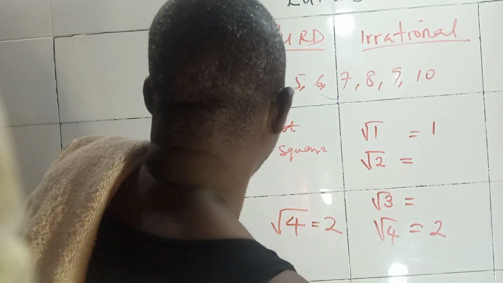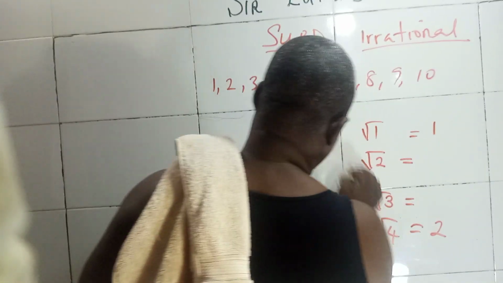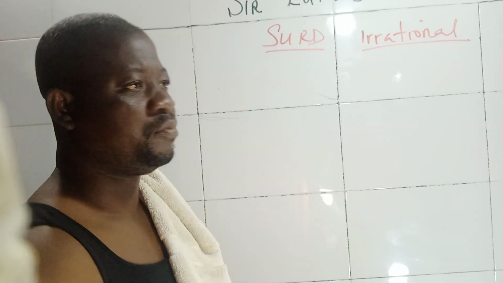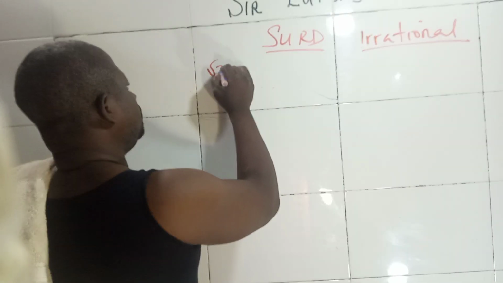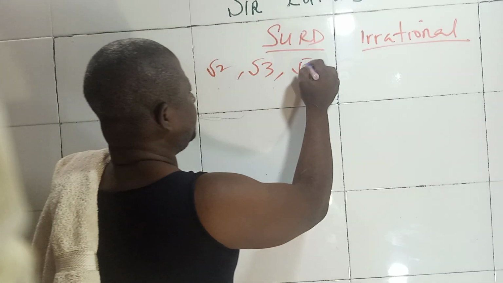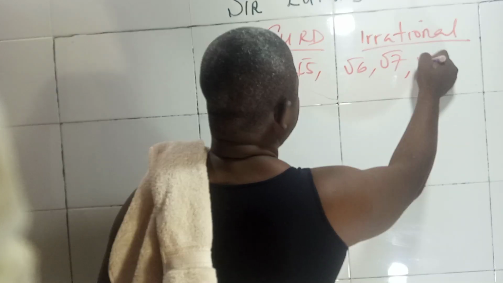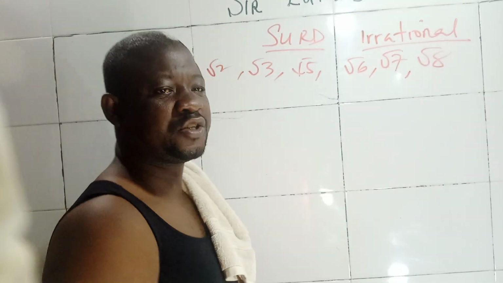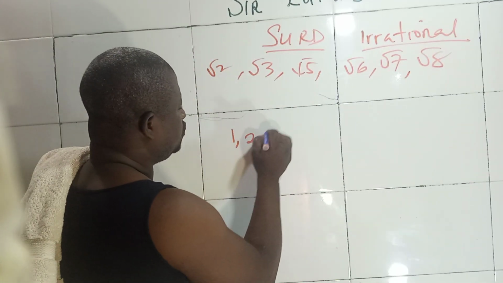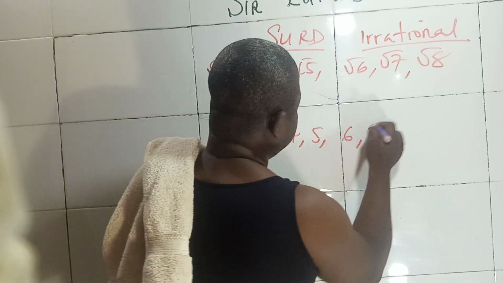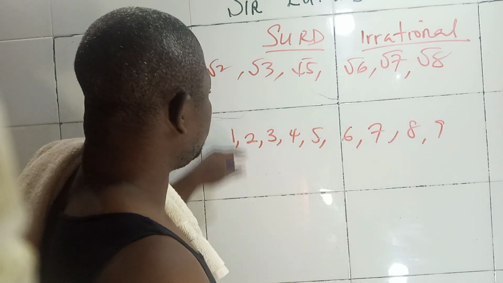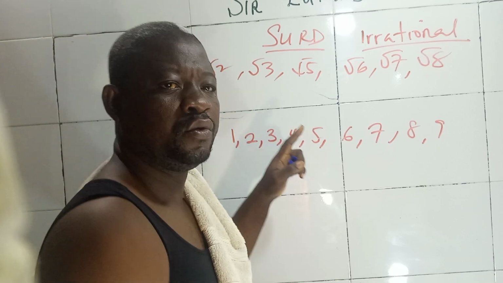Let me give us another one so that we can have a better understanding of what I'm explaining here. I've told us about irrational numbers. So if I say give me examples of irrational numbers, I can say root 2, root 3, root 5, root 6, root 7, root 8, because all these ones don't have a whole number as a square root. And what are the whole numbers? 1, 2, 3, 4, 5, 6, 7, 8, 9, and so on and so forth. These are whole numbers. Just square these and you'll be able to know the square root.